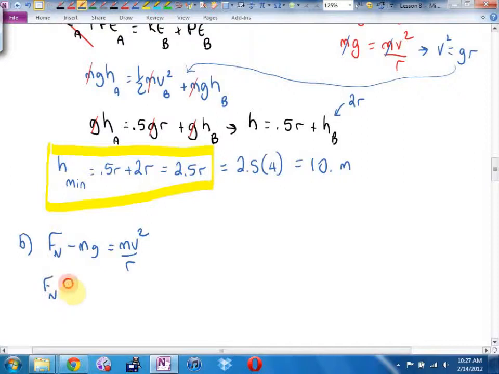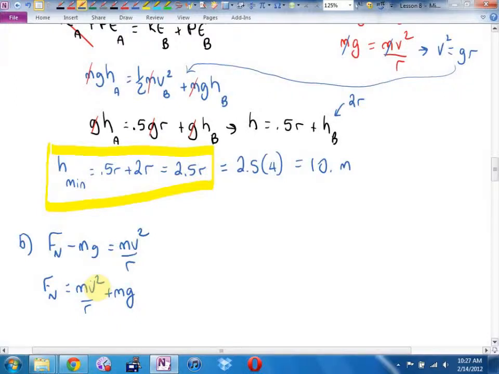The normal force equals mv squared over r plus mg, which tells me I'll feel heavier at the bottom of the loop, because normally I feel mg and now I'm adding something. Unless my velocity is zero, in which case I'm standing still and it's kind of a pointless question. Is that okay so far?